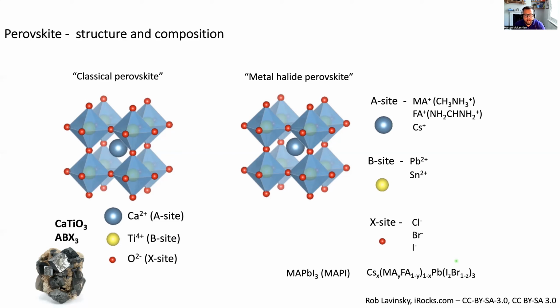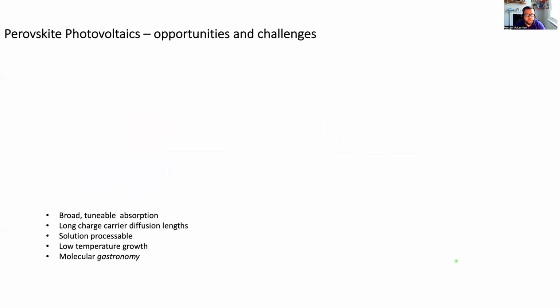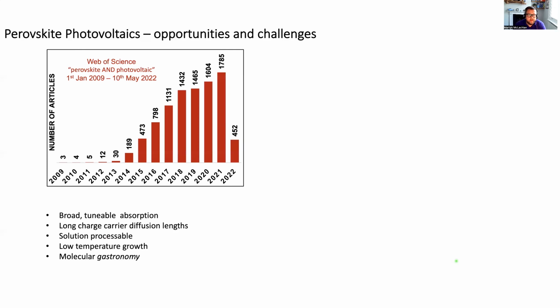So I'll begin by speaking about MAPI, but in the first case, I just want to highlight, I think, the opportunities and challenges that exist with perovskites. So again, this compositional variation has often been driven by the desire to have broad tunable absorptions. The materials have intrinsically long carrier and charge carrier diffusion lengths and are intrinsically solution processable, thus access to low temperature, large area film deposition is possible. And I'm sort of introducing a term of molecular gastronomy, I think, given just the large number of ingredients, if you like, that we can put together in order to prepare a perovskite.